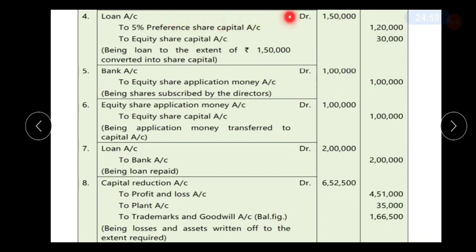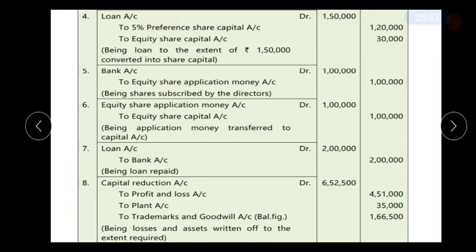So loan is a liability. By debiting, you can remove the liability. So loan account debited 1,50,000. Two, how is it settled? By issuing fresh preference shares, 12,000 preference shares of rupees 10 each, that is 1,20,000, and 12,000 equity shares of rupees 2.50 each. 12,000 into 2.50, that is 30,000. So 1,20,000 plus 30,000 is equal to 1,50,000. So to the extent of 1,50,000, your loan is reduced.